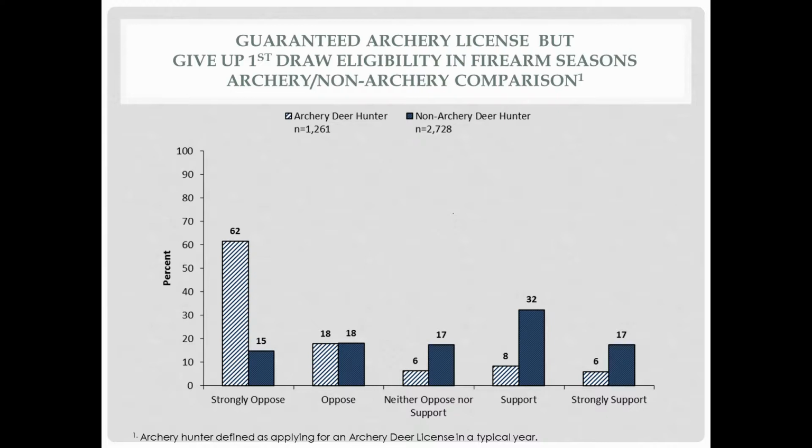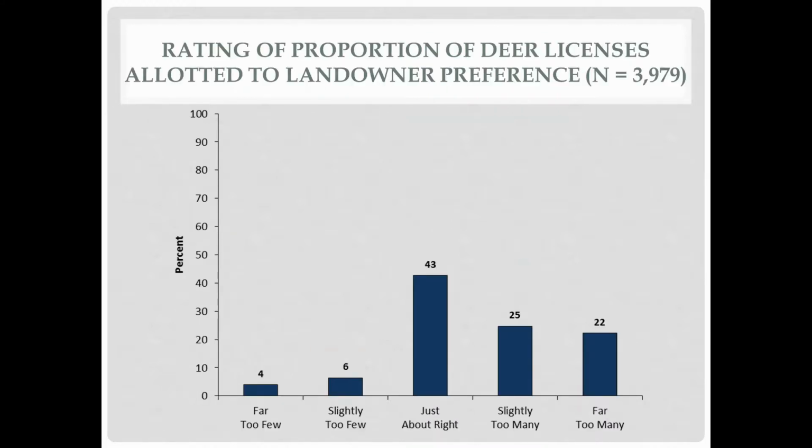So then finally, we wrapped up the survey with asking some questions about landowner preference. We gave folks a blurb that explained kind of how it works, and then we asked them how they would rate the current proportion, so that 50% of licenses in a unit that are allocated toward landowner preference. 43% of our deer hunters indicated it was just about right, and 47% said too many.